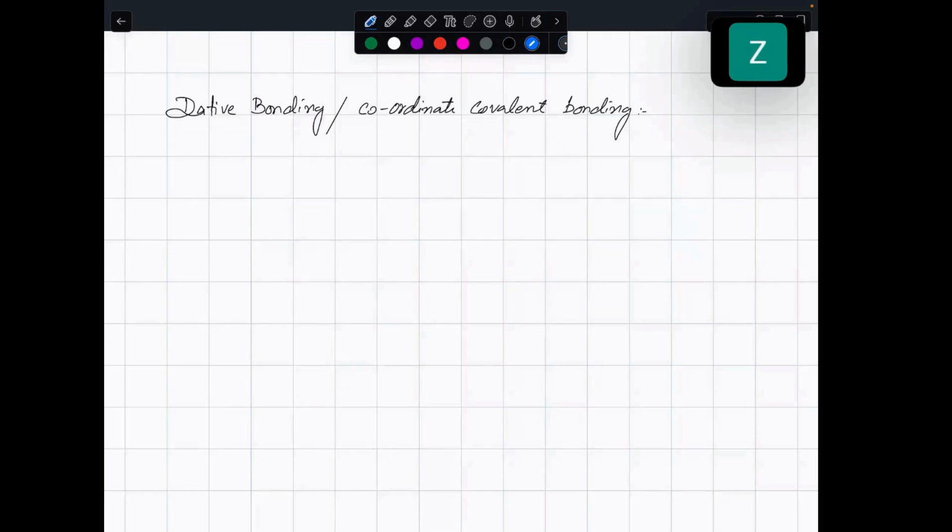Assalamualaikum students. In today's lecture, we are going to do dative bonding, which is also known as coordinate covalent bond.